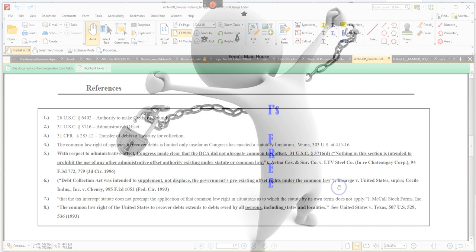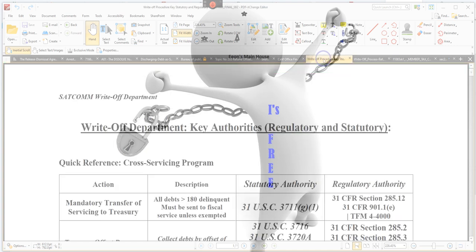Like I said, I've been talking about offset for years. And I just asked this person, who we had in our write-off department, to prove this information. All right. Got that? Got it. Write-off procedures. Here are the acts. Debts that are 180 days delinquent must be sent to fiscal services unless exempt.